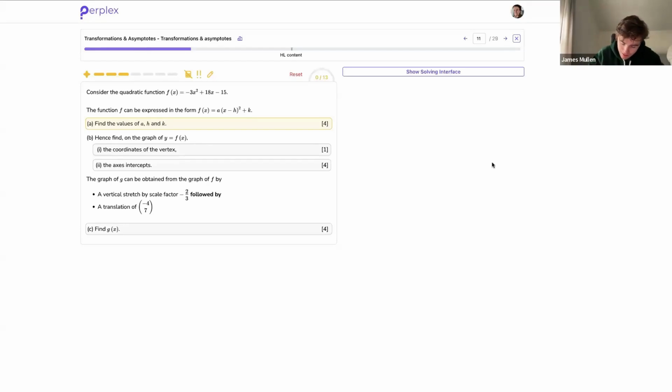So I find the axis of symmetry, and the axis of symmetry is at x = -b/2a, which in this case is -18 over 2 times -3. Therefore this gives me -18 over -6, which is 3, all right? So that means that f(x) is going to be something times (x - 3)², and the something that goes in front is the coefficient a, so it's -3.